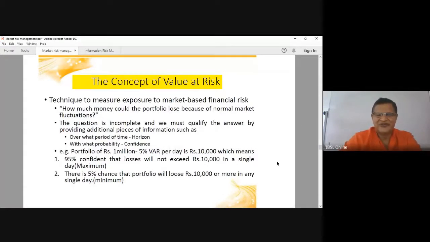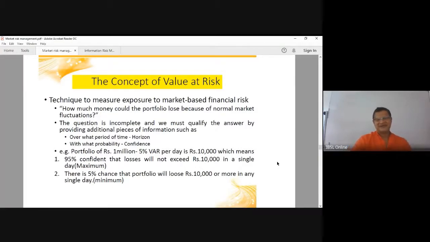We'll say we have one portfolio of 1 million. In this 1 million, the value at risk per day is 5%, and that 5% is equal to rupees 10,000. When you go through this calculation, the average loss you have made per day is a maximum of 10,000 rupees. When you give a statement like this, it means you are 95% confident your losses will not exceed 10,000 rupees in a single day. Or in other words, there's a 5% chance that you might lose 10,000 or more in a single day.